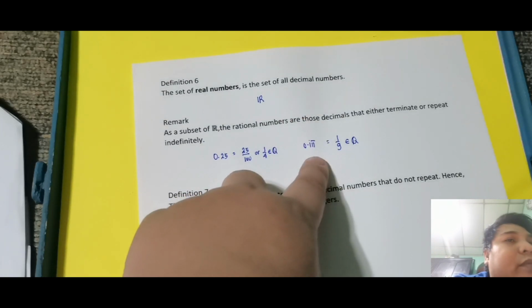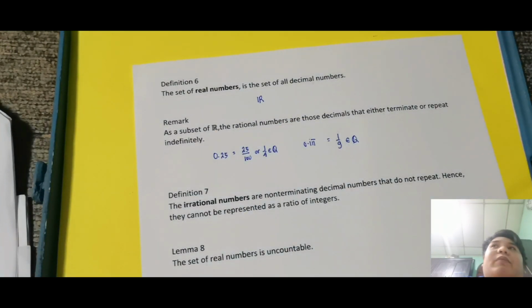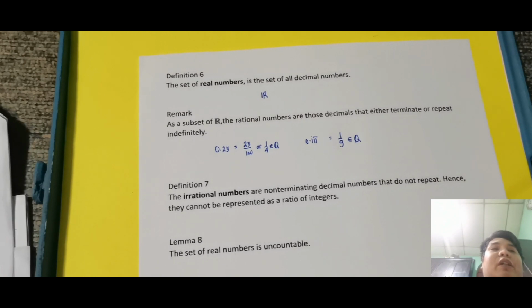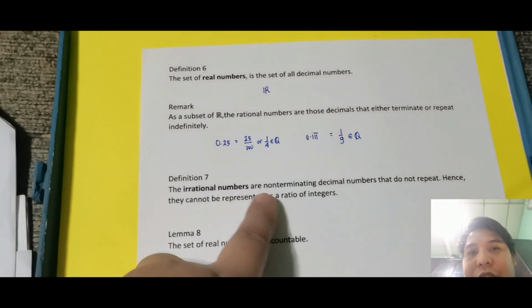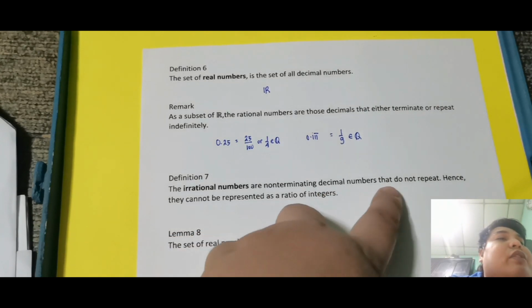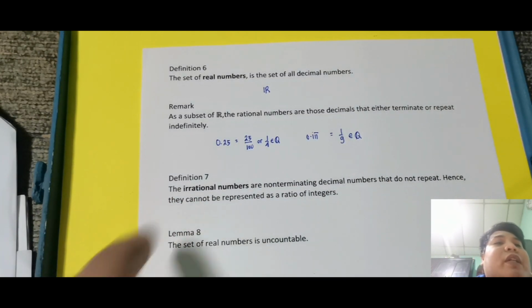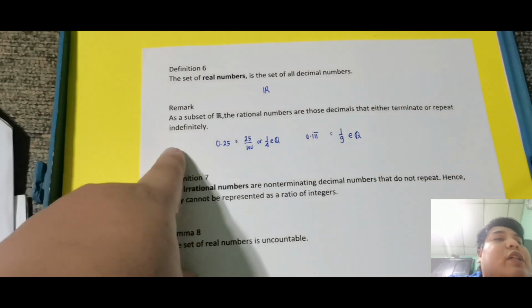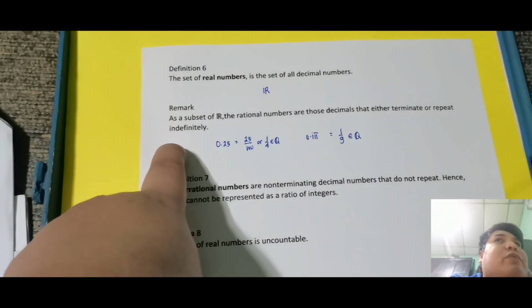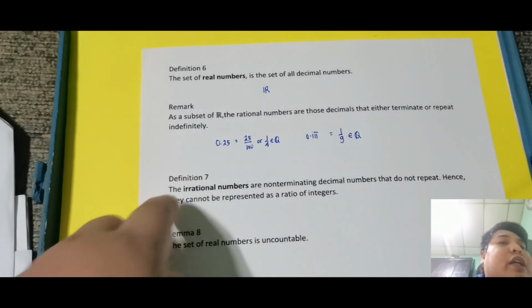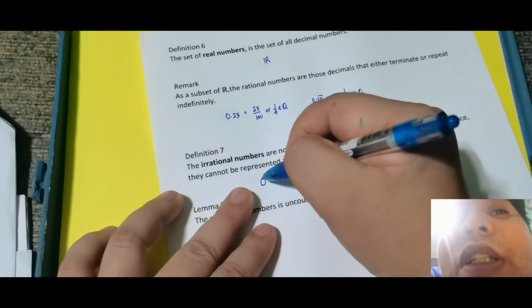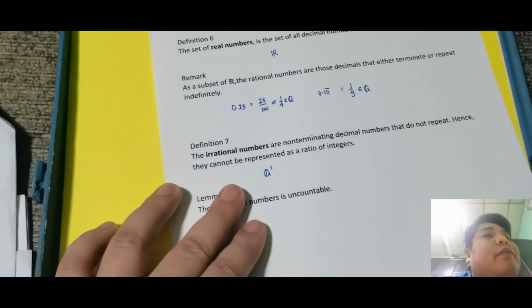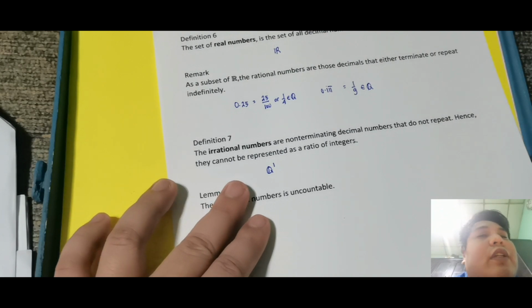So, ito yan. Ngayon, punta tayo dun sa case na kung saan, sino naman yung mga hindi terminating, hindi rin repeated. So this is the irrational numbers. Ito nga sabi no, the irrational numbers are non-terminating decimals that do not repeat, hence they cannot be represented as a ratio of integers. So si rational number can be represented as a ratio of integers or quotient ng dalawang integers. Ito hindi kayang i-represent. Example nito, syempre si e. So ano ba representation nito? Ang representation nito is just Q prime. Okay? So, yan yung representation yan.